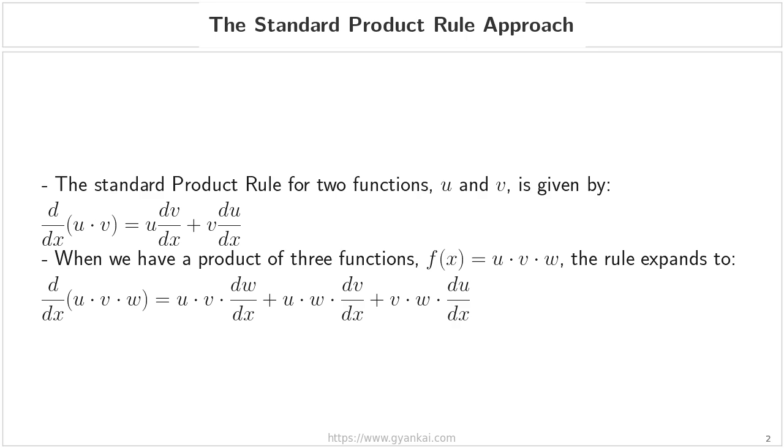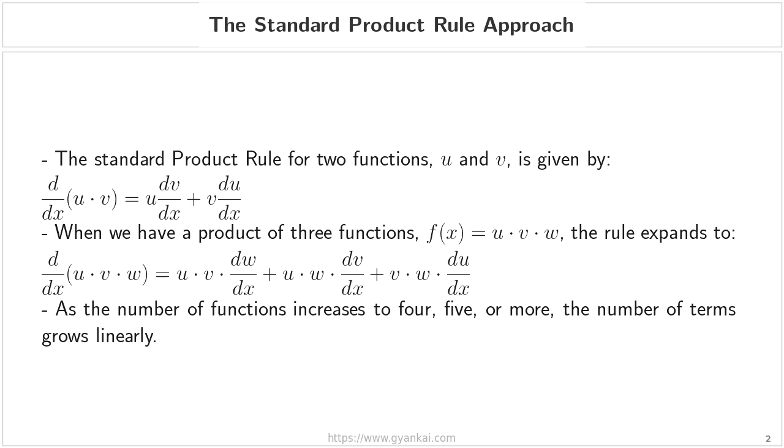However, the complexity increases when we deal with a product of three functions. If we have a function f of x equal to u times v times w, the rule expands significantly. The derivative of u times v times w is equal to u times v times the derivative of w, plus u times w times the derivative of v, plus v times w times the derivative of u. As you can see, as the number of functions in the product increases to 4, 5, or more, the number of terms we must calculate grows linearly.